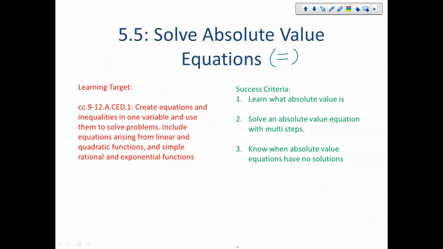So our overall learning target here, we're creating equations and inequalities in one variable and using them to solve problems. These use a variety of different types of functions. Many of these we'll get into later in the year.